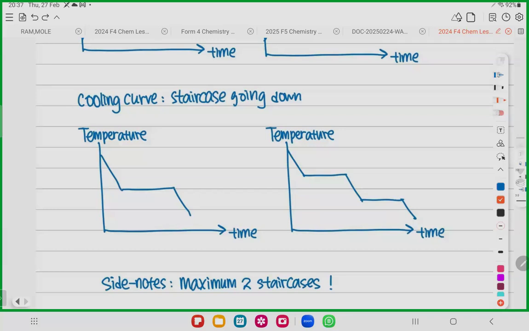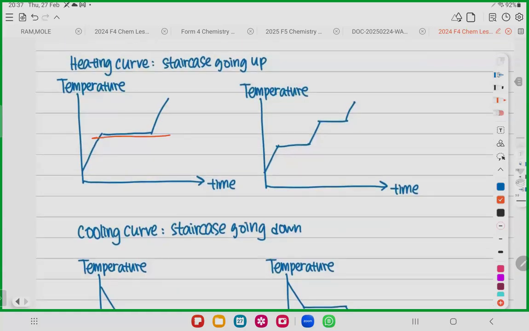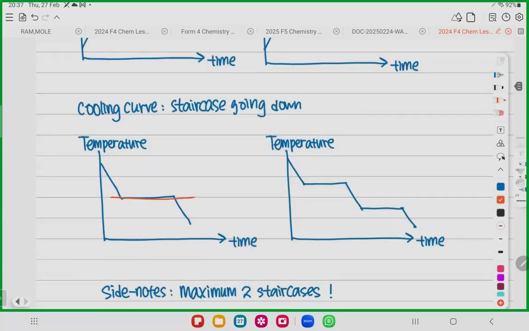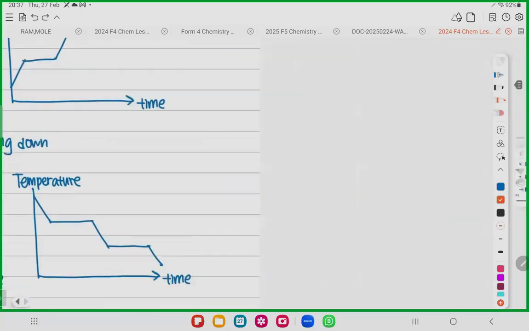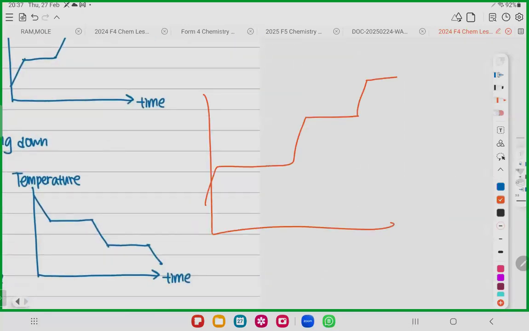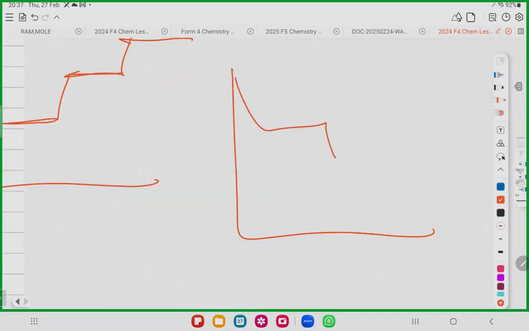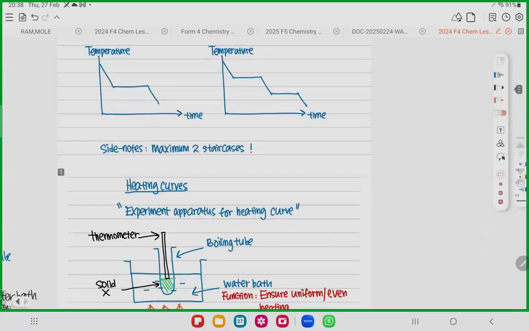Okay. How do you count the number of staircases? Look at the horizontal line, the flat line. Here there is one flat line, one staircase. Here there are two flat lines, two staircases. Here one flat line, one staircase. Here two flat lines, two staircases. So maximum only two staircases. You will never get three flat lines, three staircases. Impossible. Maximum only two staircases for your heating curve and your cooling curve.